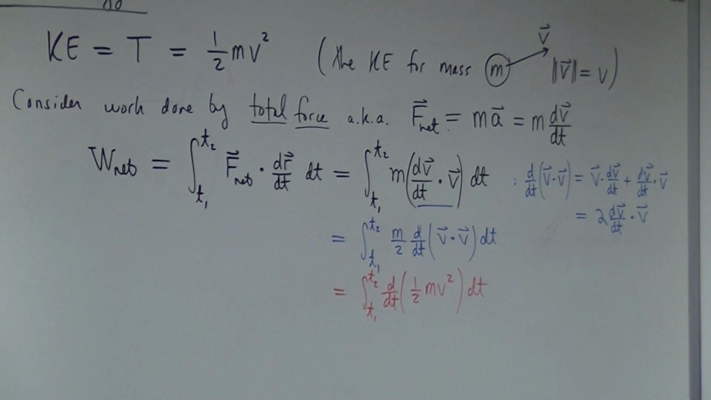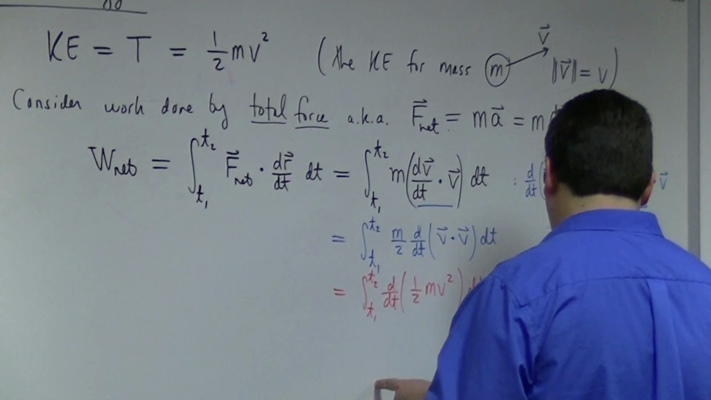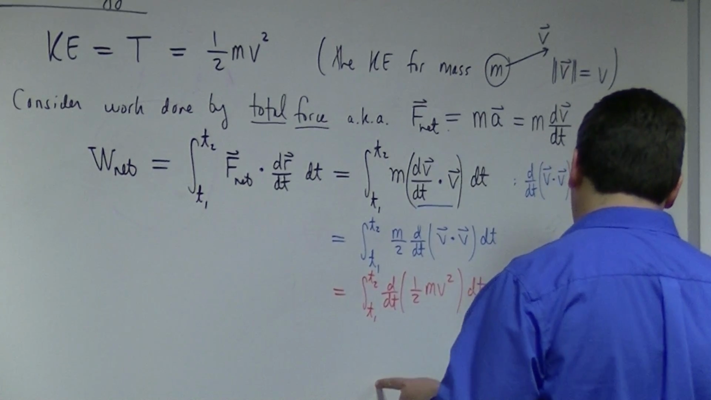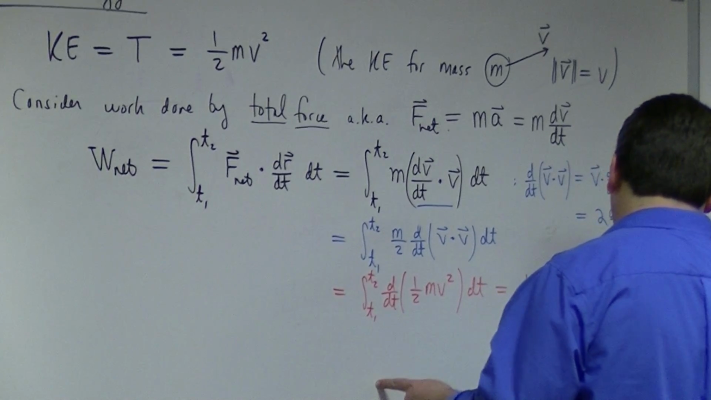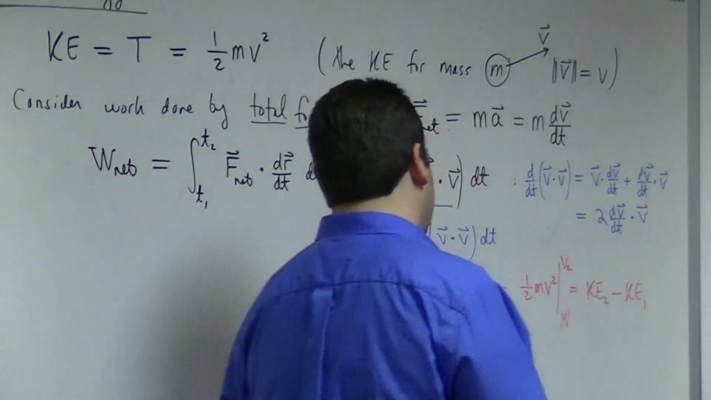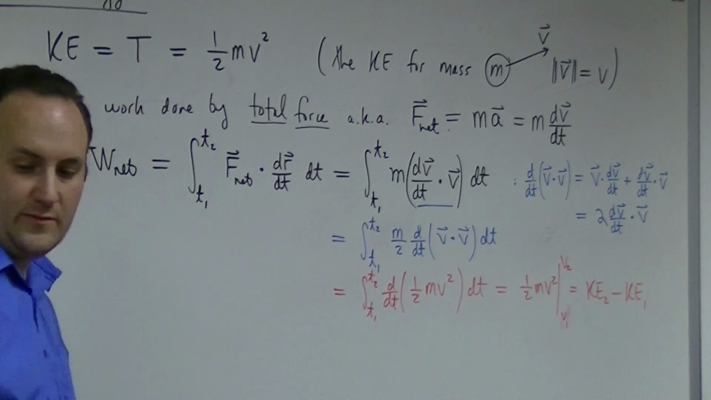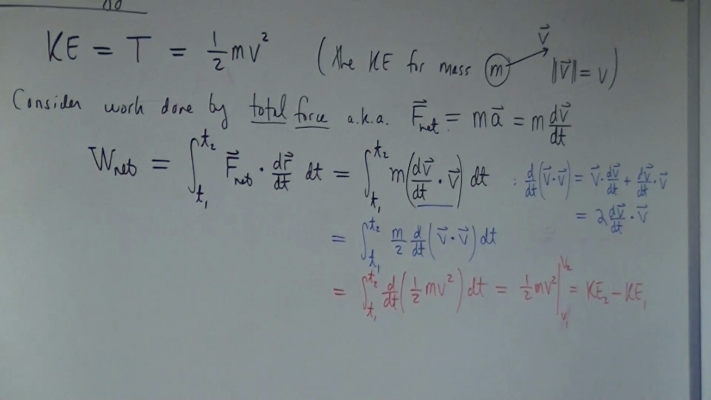Now I'm integrating a total derivative, right? So the fundamental theorem of calculus part 2 says it's just the difference of the thing which is differentiated. In other words, this is just 1/2 mv squared evaluated from time 1 to time 2, or you could say from velocity 1 to velocity 2. It's the kinetic energy at time 2 minus the kinetic energy at time 1. And that, folks, is the work energy theorem. The work energy theorem simply says that the net work done is equal to the total change in the kinetic energy over the motion.